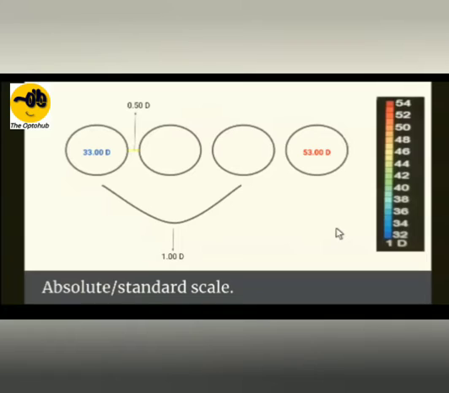You can use this kind of scale when you want to compare a patient's topography reports on two different machines. You can choose a standard scale on both the machines, and then you can take a report and compare, because it is a standard scale. So the same kind of patterns will be visible, and comparison will get very easy.